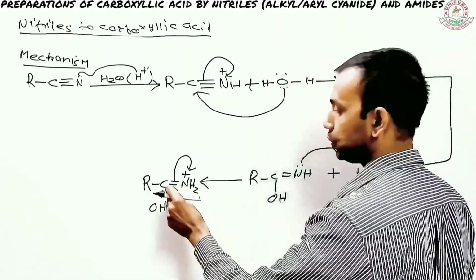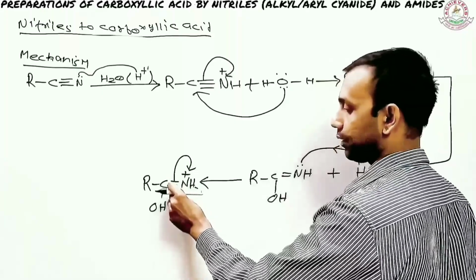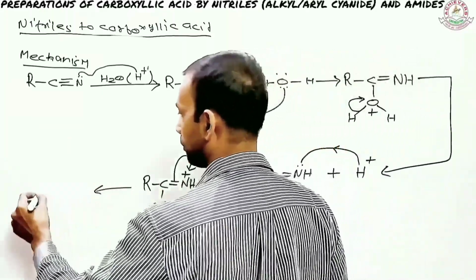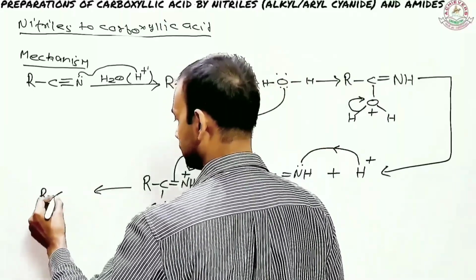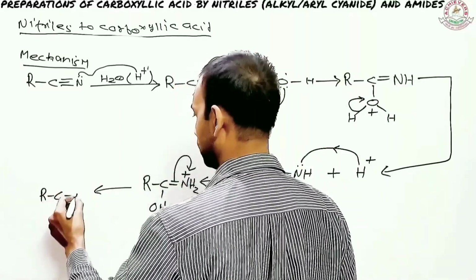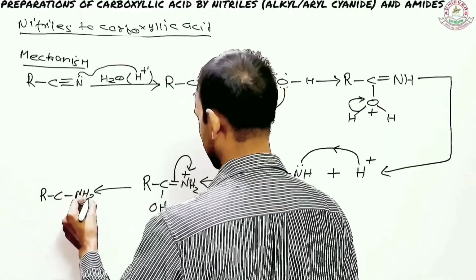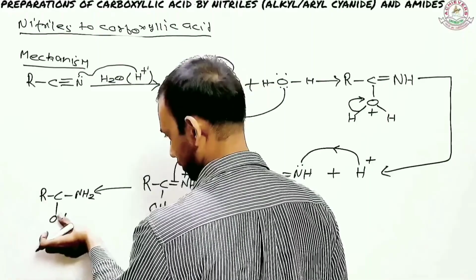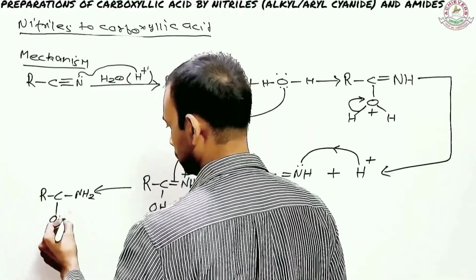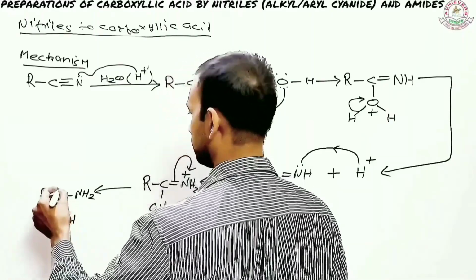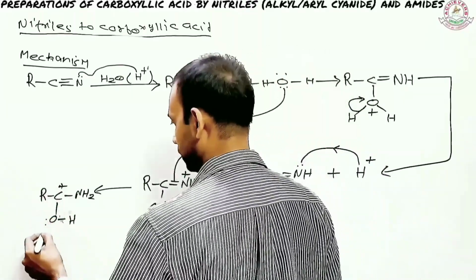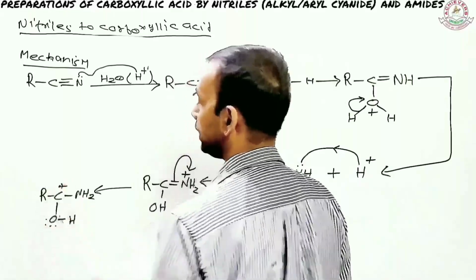So what happens then? This bond undergoes cleavage. But after this bond undergoes cleavage, this is what happens. You have your R, you have C, and then you have a single bond. You have then NH2, right? And you have an OH here. Let me expand this. So you have an OH here, but this carbon has a positive charge. Now the question is that this carbon needs to be stabilized.